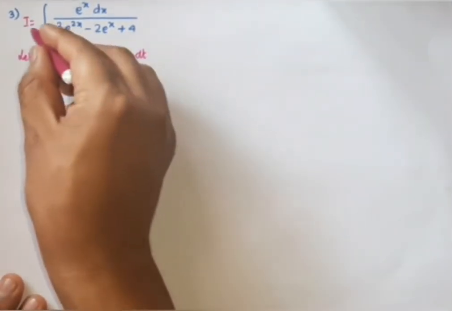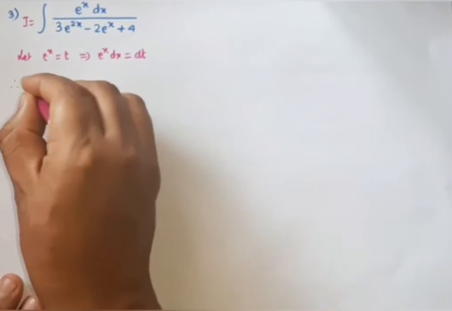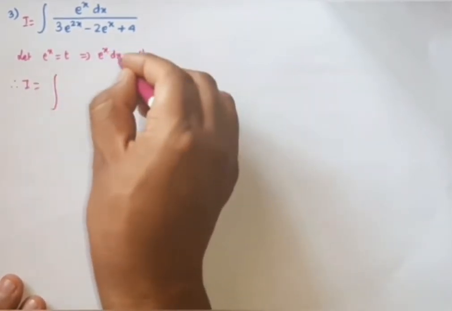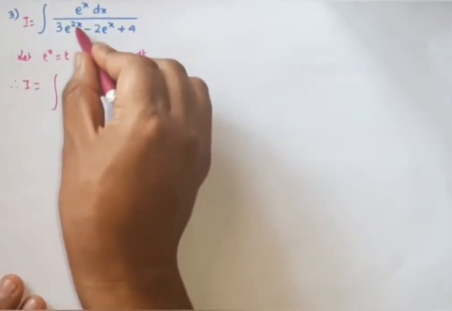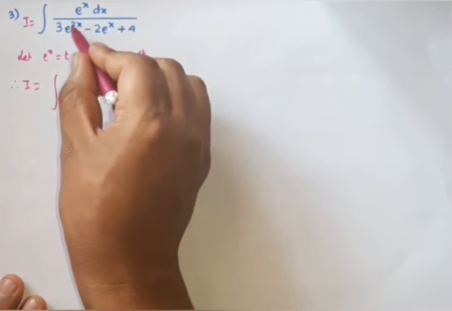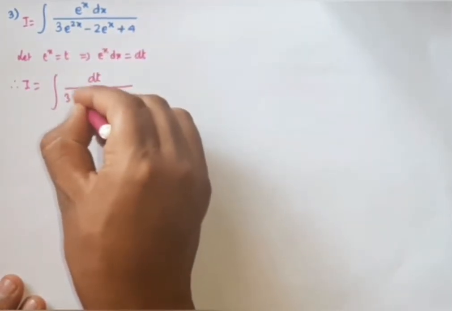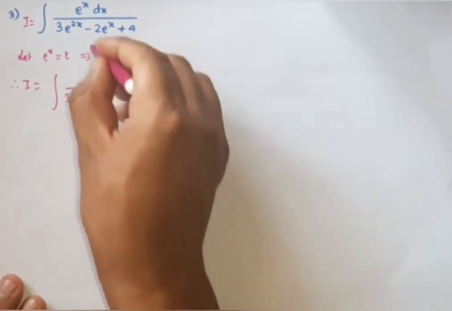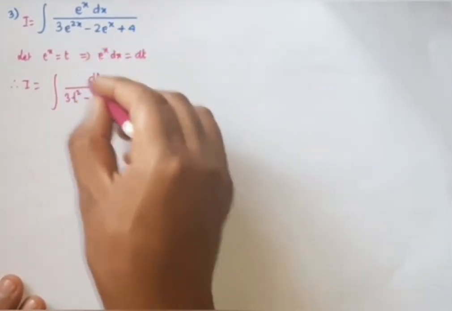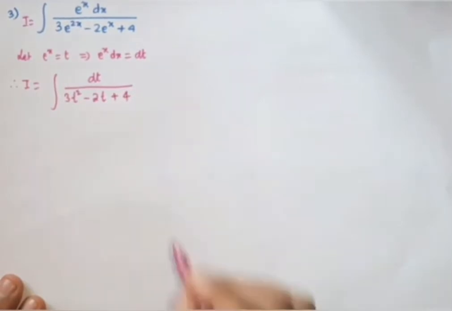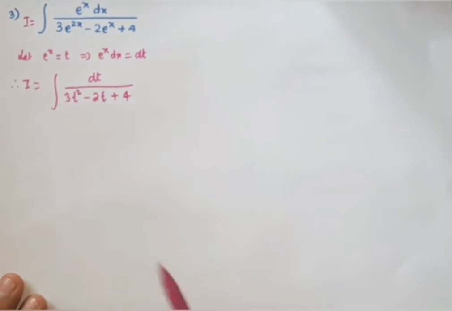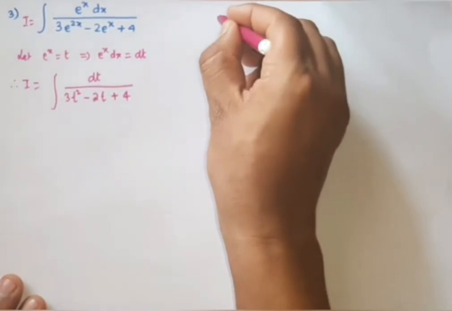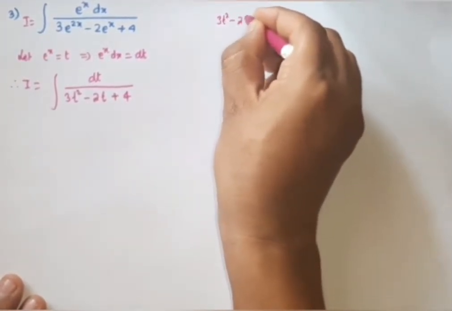Okay, so let us rewrite this one. Therefore my I becomes: e to the power x dx can be written as dt, right? So e to the power 2x can be written as e to the power x whole square, that is t square, minus 2 e to the power x, which is 2t, plus 4. Now here we see that this is a quadratic expression, so we will write this as a sum or difference of two perfect squares. So we have 3t squared minus 2t plus 4.